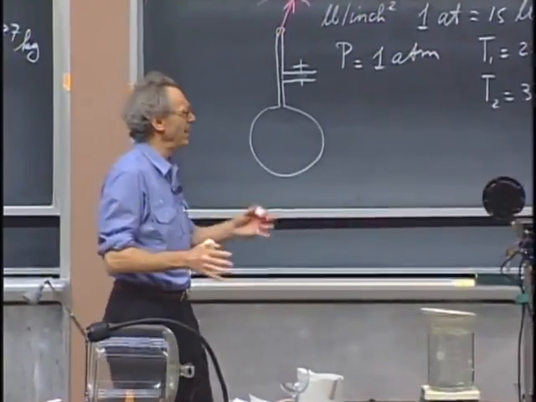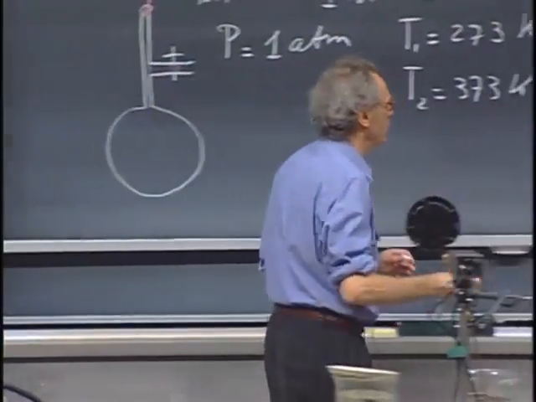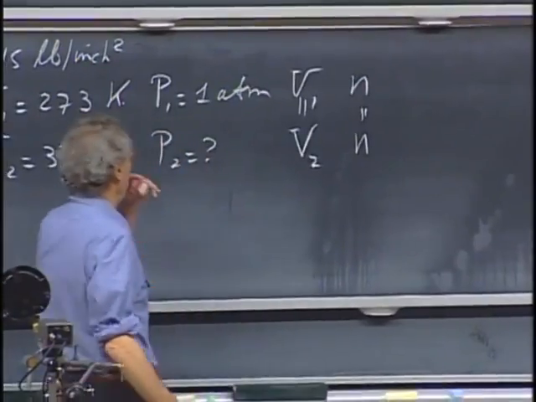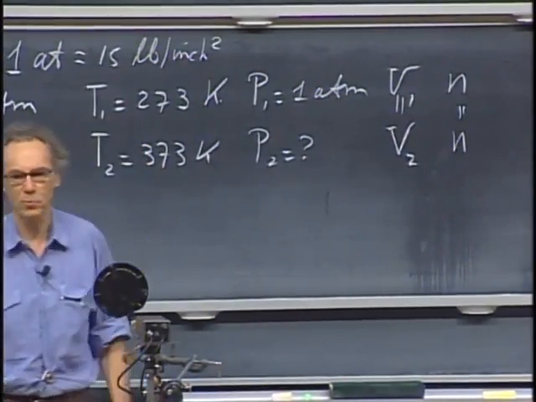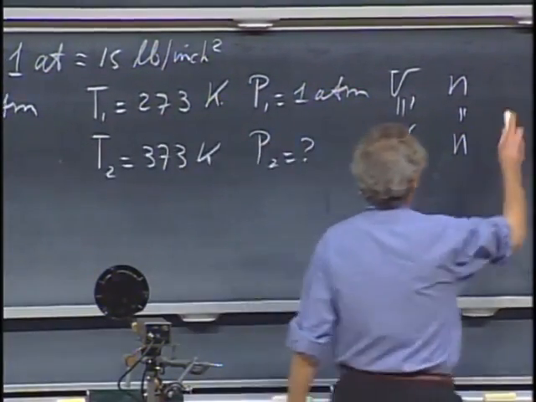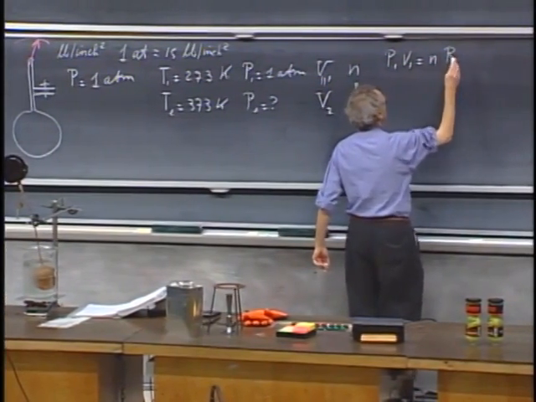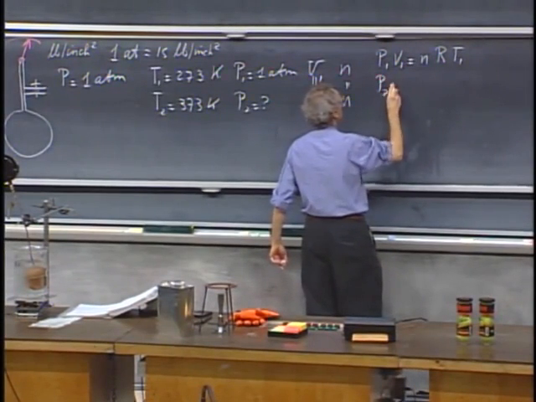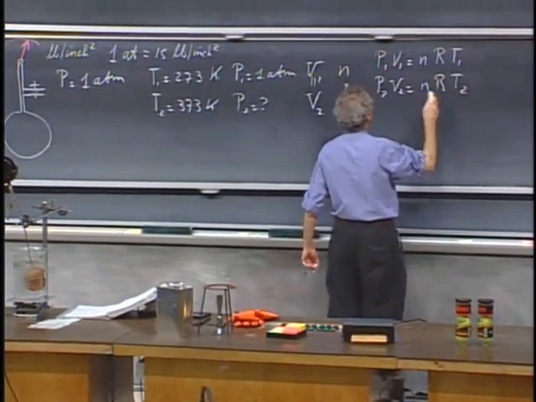So we can forget the fact that V2 is just a hair larger than V1. It's close enough to say that these are the same. And of course, we have the same number of moles. So now we can predict with the gas law what the pressure is going to be when we stick it in the boiling water. So we're going to get that P1 V1 equals nR T1, P2 V2 equals nR T2.